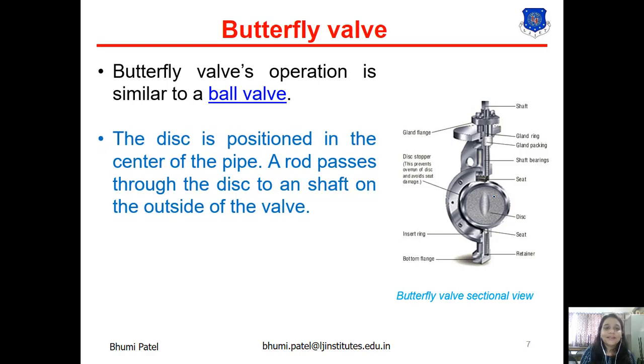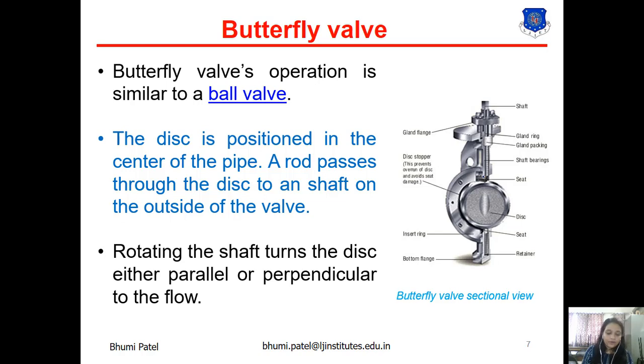Now the disc is positioned in the center of a pipe. The rod passes through the disc to a shaft on the outside of the valve. We can connect a disc here to stop and to start the flow through the valve. Rotating the shaft turns the disc either parallel or perpendicular to the flow. So the butterfly valve is also used to start or stop the flow.